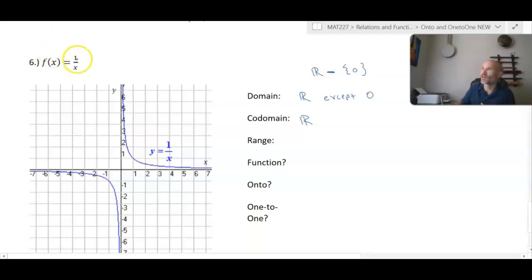So this function, when you take 1 and divide it by a number, you're going to get a real number as an output. Now the range is asking, what real numbers can you actually get as outputs? Well, notice that this function goes up forever, and this function goes down forever as x approaches 0.